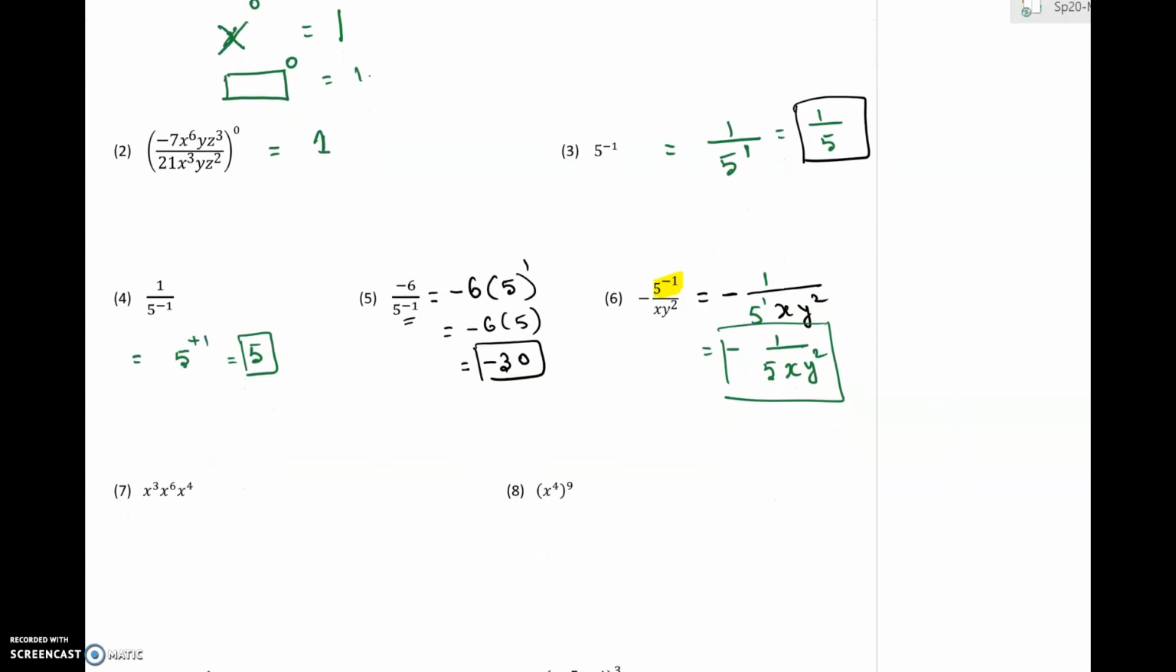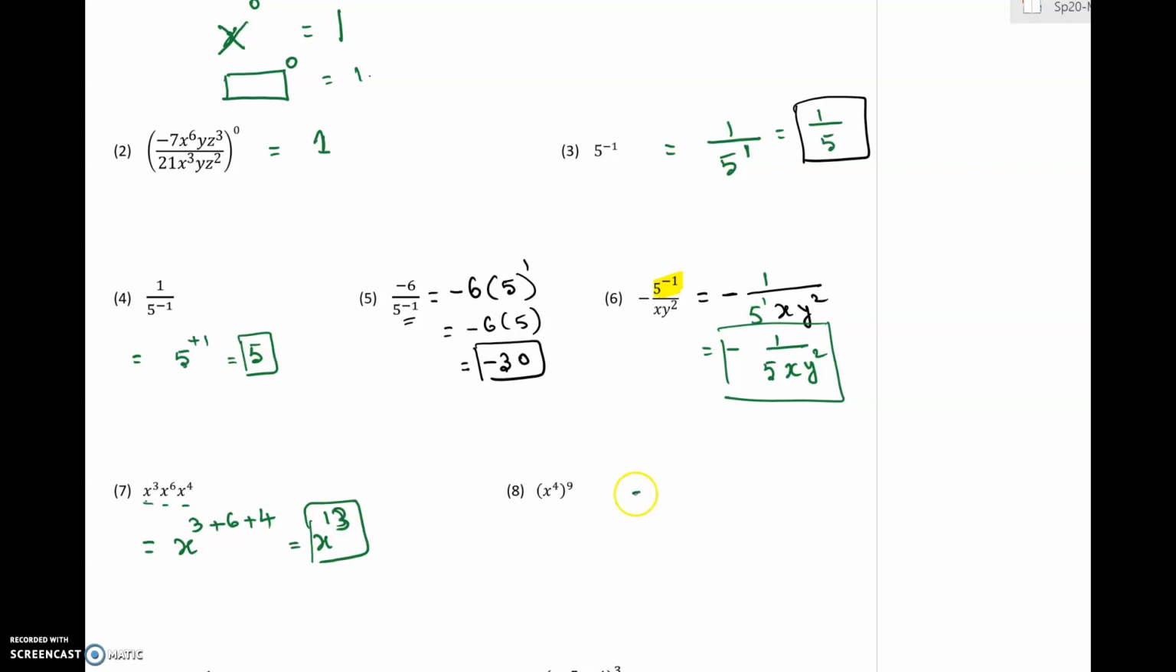Number 7: x cubed times x to the power 6 times x to the power 4. We have the same base and the exponents are different, so you can add the exponents, which is 3 plus 6 plus 4. 3 plus 6 is 9, plus 4 is 13. x to the power 13.